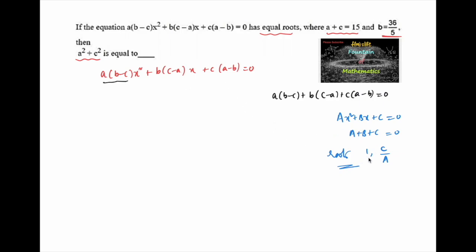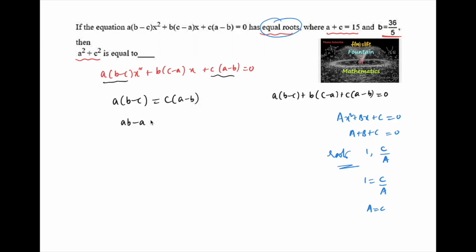So here we can say that 1 is the root and another root is c upon a. And also they said that it is equal roots. So 1 is equal to c by a, that is a is equal to c. So here we can say the coefficient of x square and constant both are same. So a times of b minus c, which is equal to c times of a minus b.